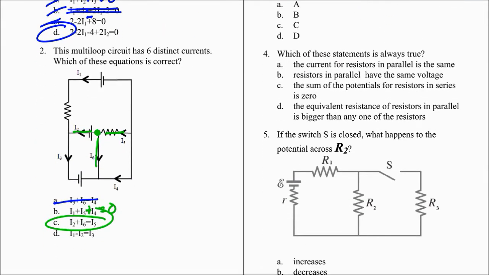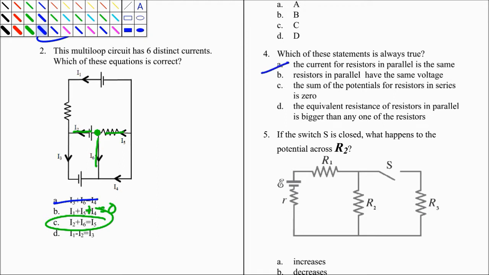The current for resistors in parallel is the same. That's not true. The resistors in parallel have the same voltage. That is true. Let's look at the others though. Sum of the potentials for resistors in series is 0. That's not true. And the equivalent resistance of resistors in parallel is bigger than any one of the resistors. It's actually smaller than any one of the resistors.